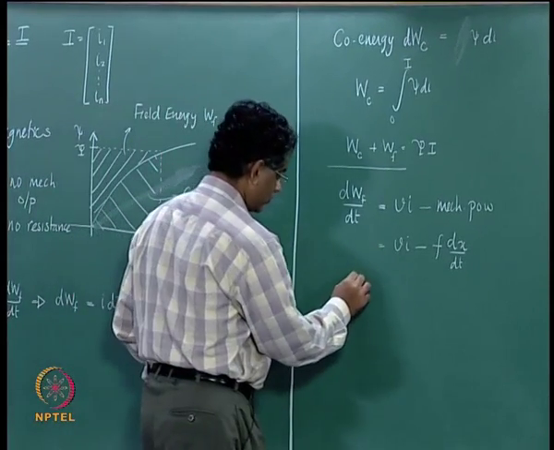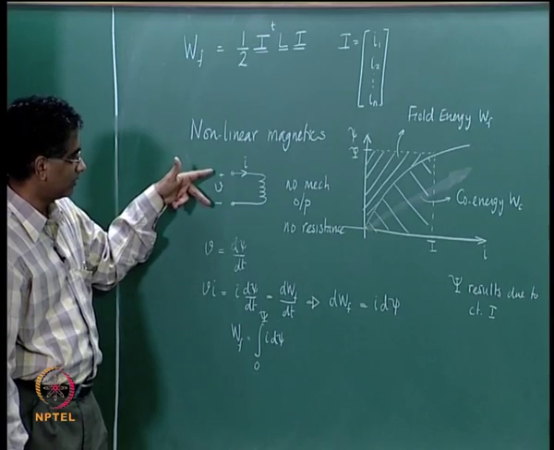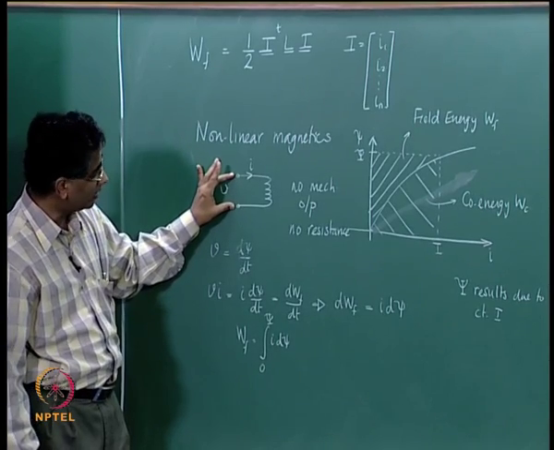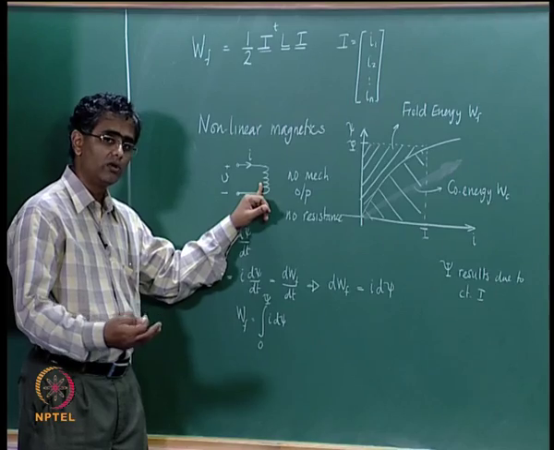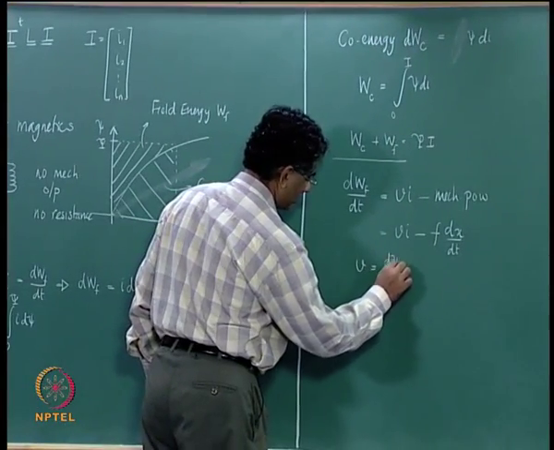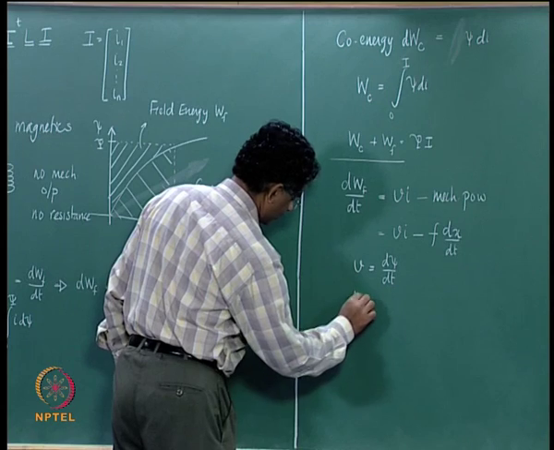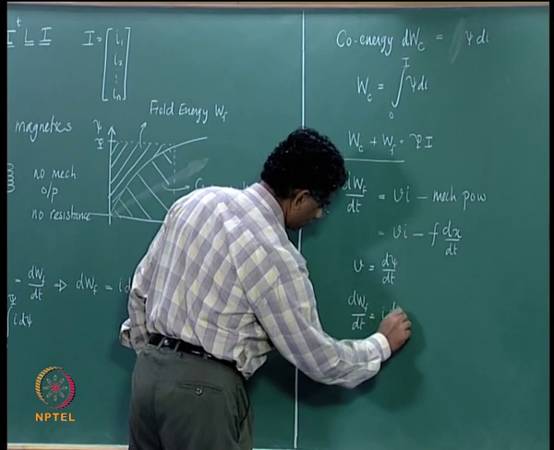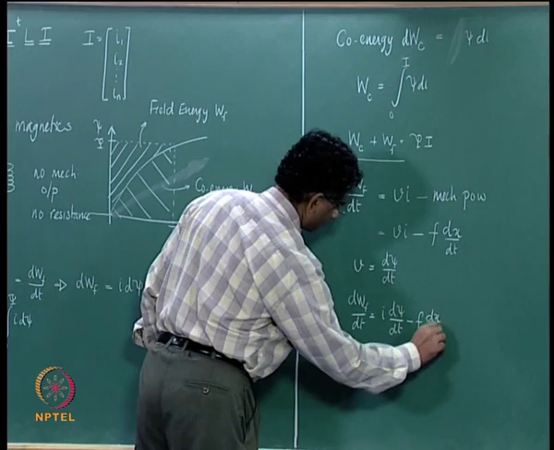We also know that voltage, you are applying a voltage here, and because you are applying it directly across this loop, this voltage has to be equal to the induced EMF, and this induced EMF by definition we know should be equal to d psi by dt, and therefore voltage is equal to d psi by dt. And when you substitute this, what you get is dWf by dt is equal to I into d psi by dt minus F into dx by dt.